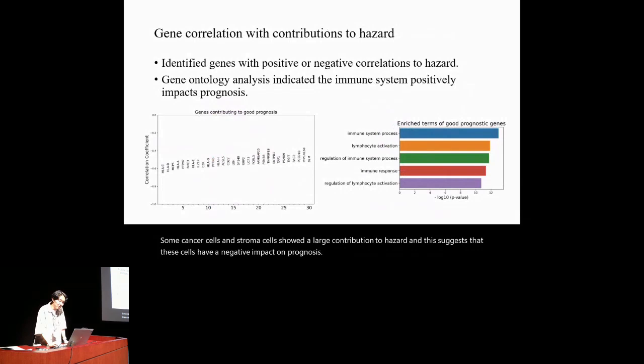We investigated the correlation between the contribution to hazard and the expression of each gene. This allowed us to extract genes that show a negative or a positive effect on prognosis. Then we performed gene ontology analysis using the top genes. The results show that the immune system has a positive effect on prognosis.